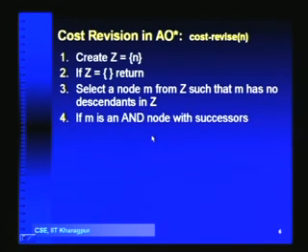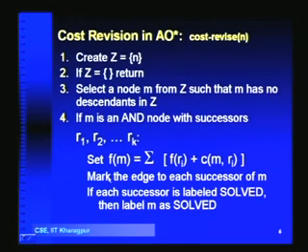Then, if m is an AND node with successors R1 through Rk, then we set Fm to be the sum of the child nodes plus the cost on the edges, right. So, this is Fri plus Cm Ri, which is the cost of the successor Ri plus the cost of the transition from M to Ri, the cost of the edge from M to Ri, and then we sum it over all the edges. That is because this is an AND node, so we have to sum it over all the edges, and then mark the edge to each successor of M. Because it is an AND node, we mark the edge to every successor, and if each successor is labeled solved, then label M as solved, right.